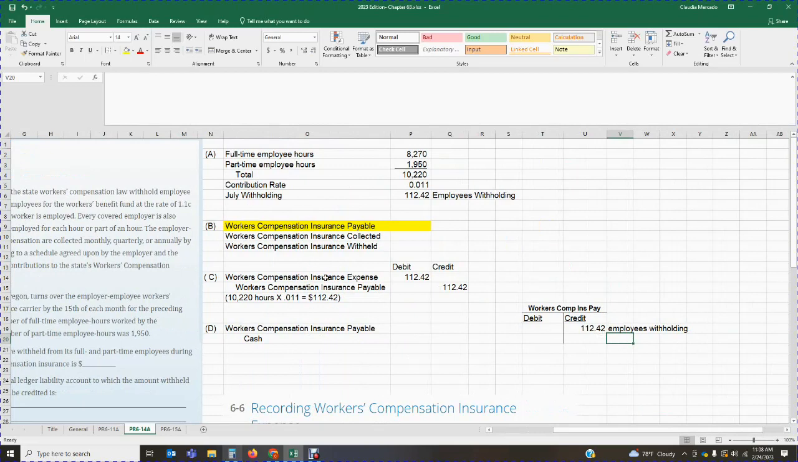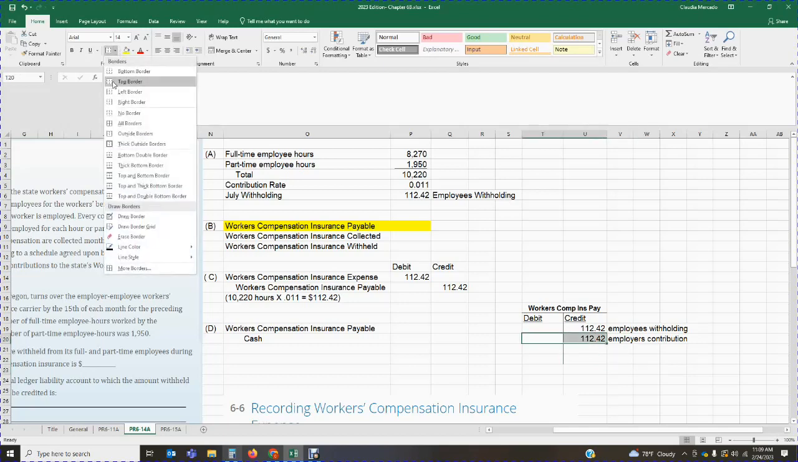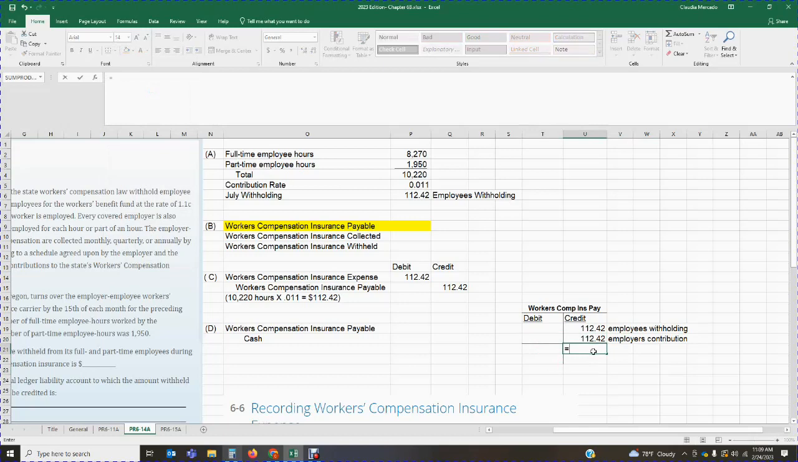Then in letter C, they were asking as well, how much does the employer have to contribute? Well, the employer has to contribute another 112.42. This is the employer's contribution. So now we have to figure, how much money do I have in my account? Currently we have the sum of those two, $224.84.